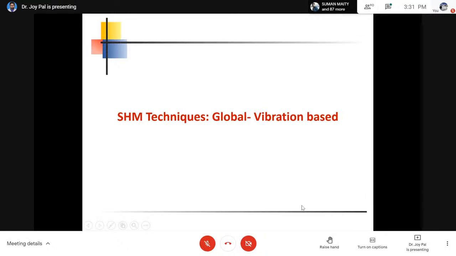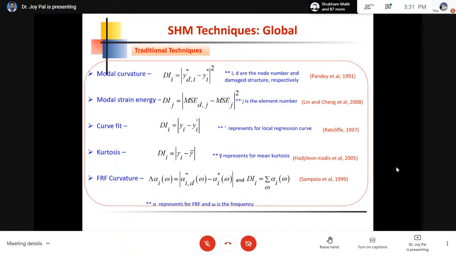Static techniques are also there, but if I want to give a static displacement to a civil engineering structure, huge force is required, and that is why it is not that popular. So vibration based techniques are usually employed as a global health monitoring technique. In vibration based health monitoring, the techniques are again divided into traditional techniques and modern techniques.